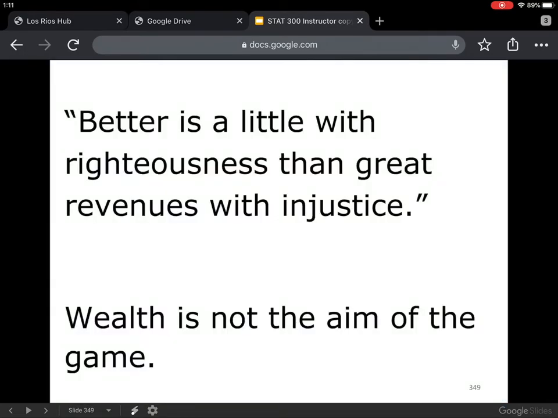The proverb for this section: better is a little with righteousness than great revenues with injustice. Wealth is not the aim of the game, in other words. Many times people try to get wealth and think then my life would be easier, and that is not the case at all. There are so many stories where people try to get rich fast in very bad ways and obviously get caught. So please be careful about how probability and games and everything else plays into you trying to get rich really fast. That doesn't work out. Wealth is not the aim of the game.